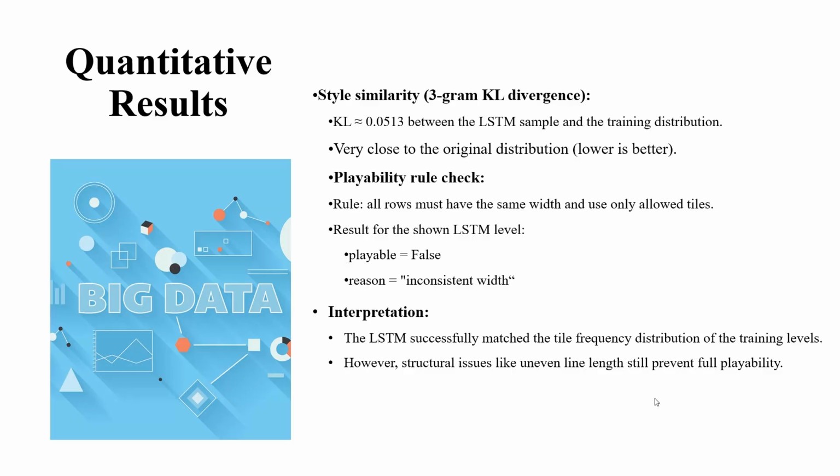On this slide, I show some quantitative results. First, I measured style similarity using a 3-gram KL divergence between LSTM sample and the training data. The KL value was about 0.0513, which is very close to the original distribution. So that's better. It means less error.